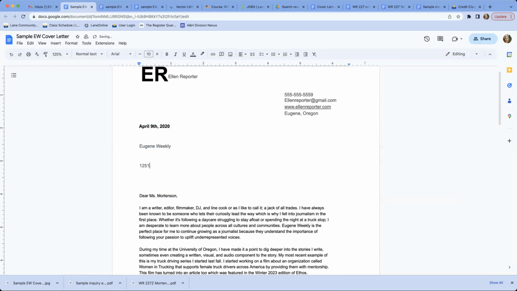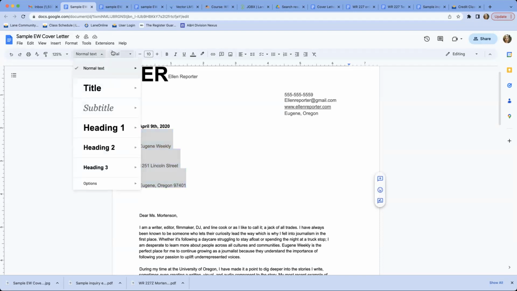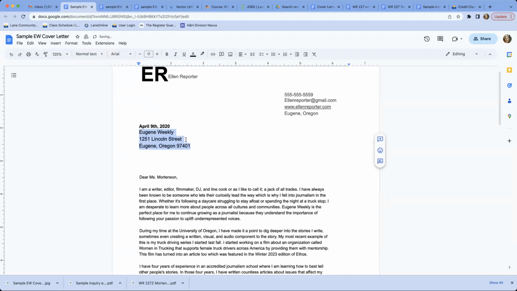Eugene Weekly, 1251 Lincoln Street, Eugene, Oregon, 97401. And this shows me that the person is applying for the exact job that I know they wish to be applying for. Okay, I got it to normal text here, so it's Arial 11.